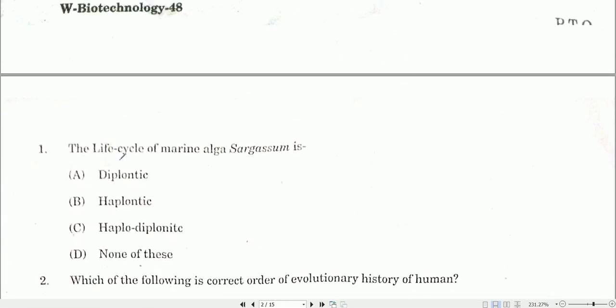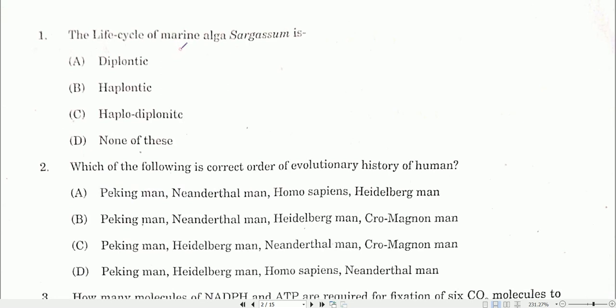The life cycle of marine alga Sargassum is. So the life cycle of marine alga Sargassum, it's a kind of diplontic. So option A will be the correct one.